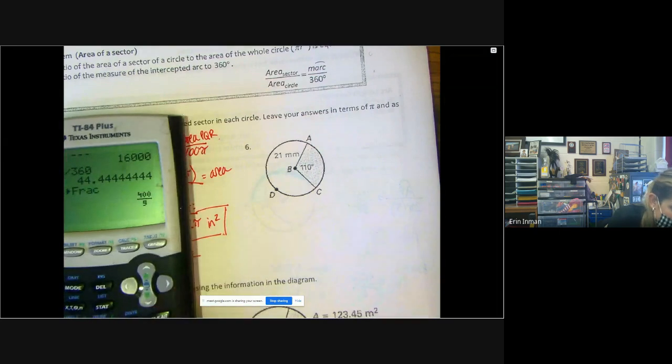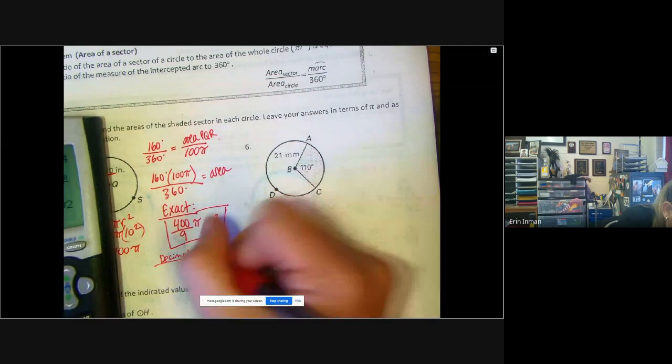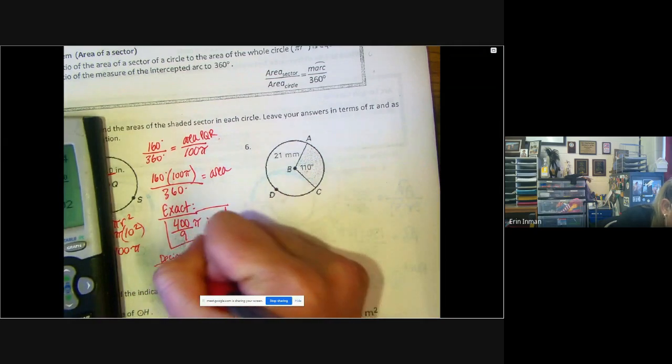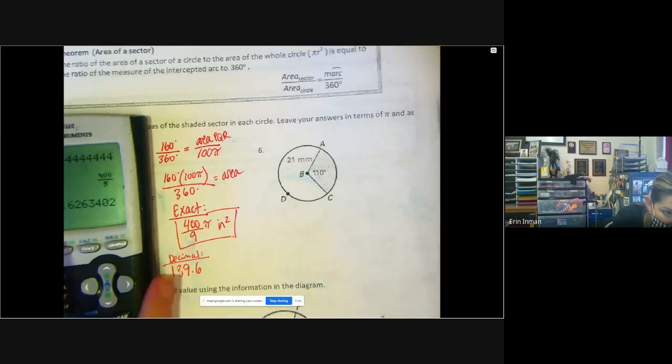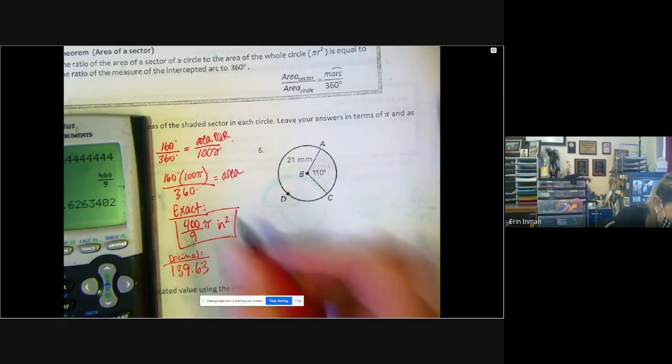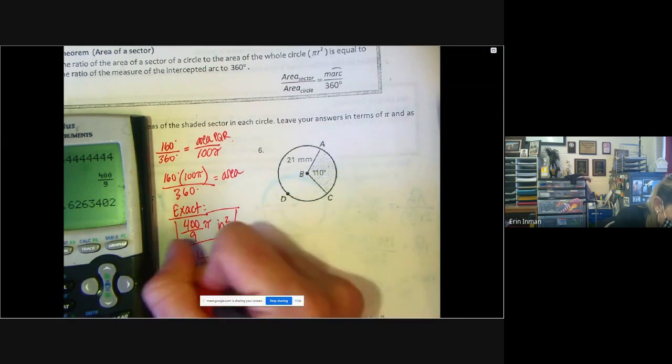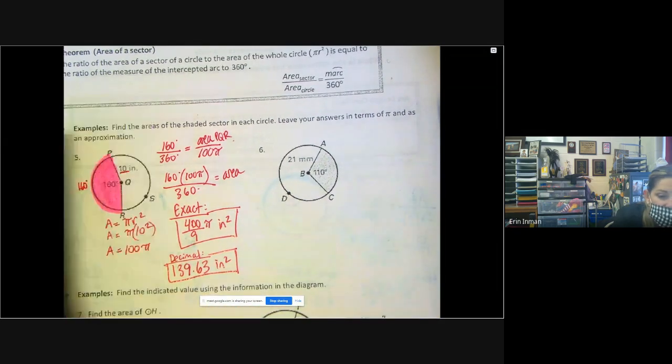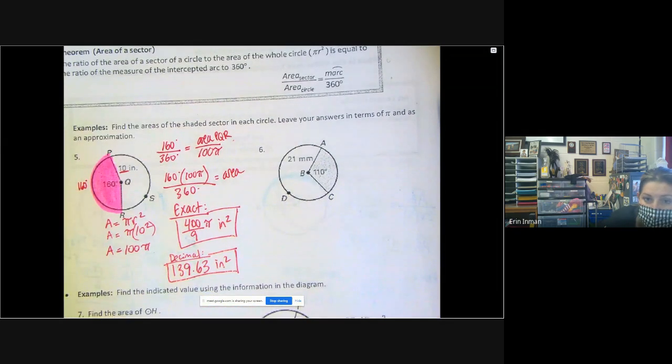So looking at this, I'm just going to take my answer, and I know I need to multiply it by pi. And I get 139.6. I'm going to round it to 2 decimal places. So since it's 0.626, I'm going to round that up, and we'll say inches squared. Okay, so just being familiar with both of these methods.